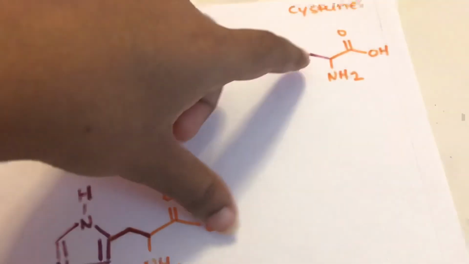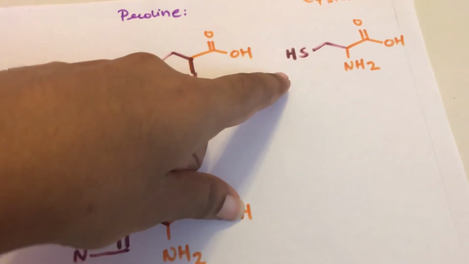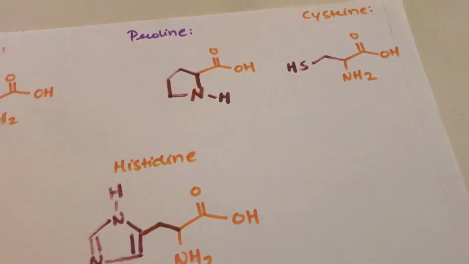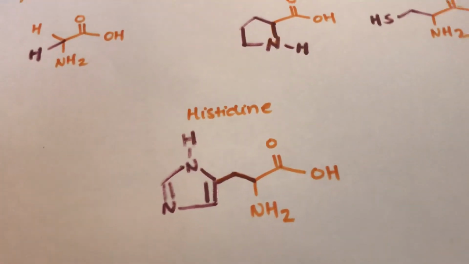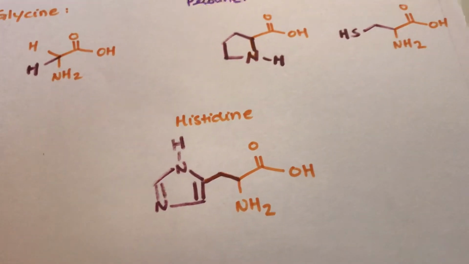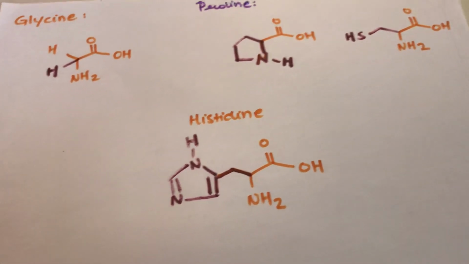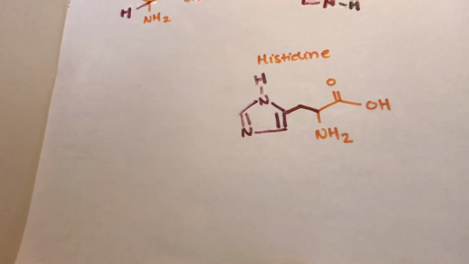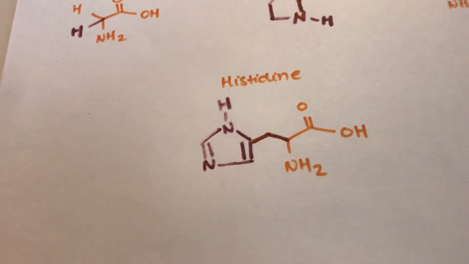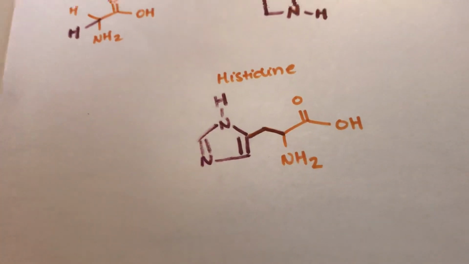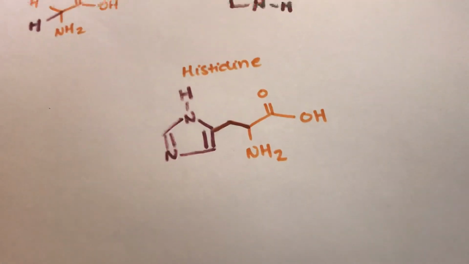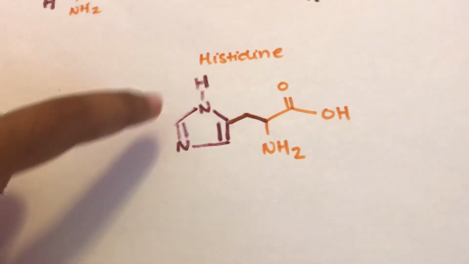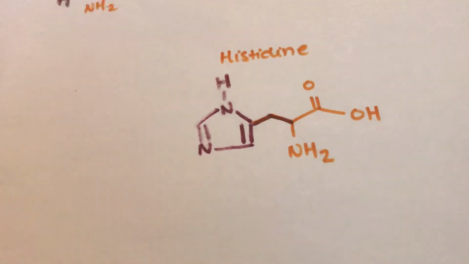Cysteine is right here, and due to this SH group, you'll notice that it can form really strong bonds in the tertiary structure called disulfide bonds. Histidine is unique in that at physiological pH, its pKa is really close to 7 or 7.4. So one of these nitrogens would be protonated, giving it a plus charge.